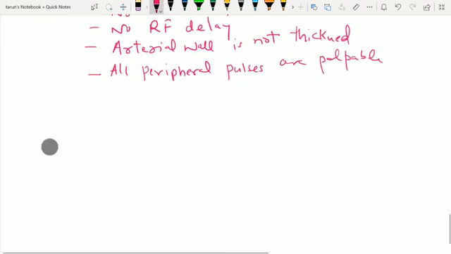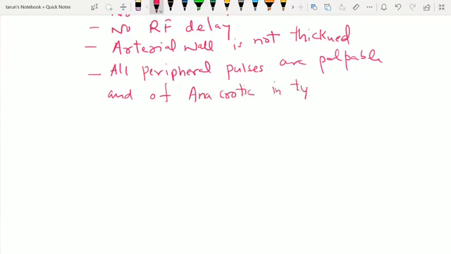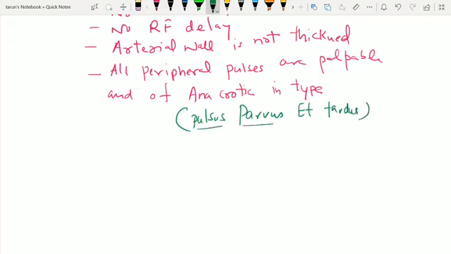All peripheral pulses are palpable and of anacrotic type. Anacrotic pulse is also called pulsus parvus et tardus. Pulsus parvus et tardus is an anacrotic type pulse we are getting in this case.